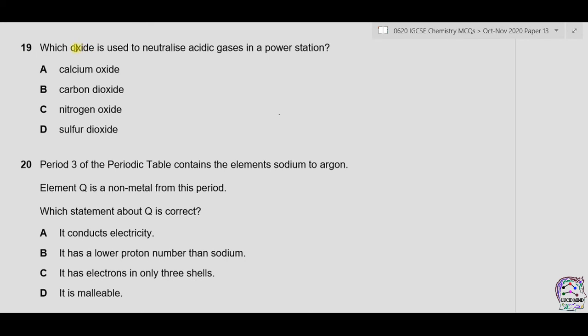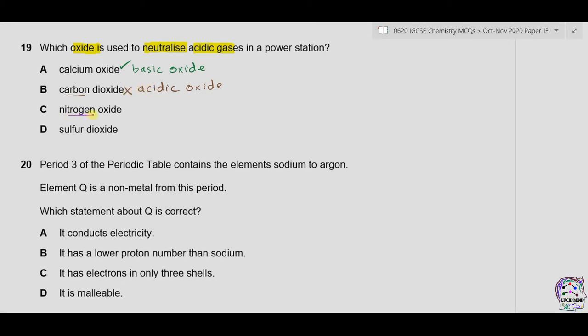Question 19. Which oxide is used to neutralize acidic gases in a power station? A is calcium oxide. Now calcium oxide is a basic oxide, and basic oxides can neutralize acidic gases, so A could be correct. B is carbon dioxide, as carbon is a nonmetal and nonmetal oxides are acidic oxides. So an acidic oxide cannot neutralize acidic gases.